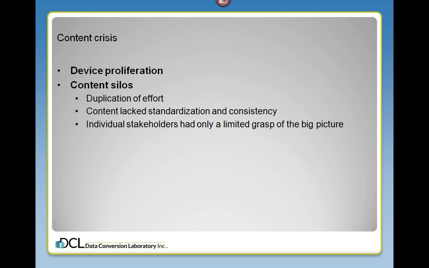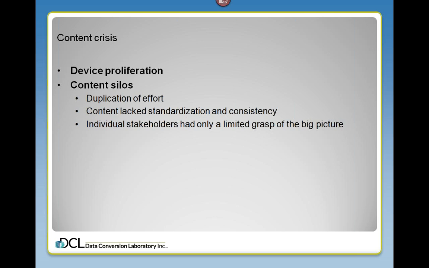Okay. The other problem was content silos. The technical documentation team had one silo, one thing of content. The technical support was another. Those were the two main silos. And then, of course, there was training, marketing, field service. And for that reason, the content lacked standardization and consistency. And where would a customer coming to our website, where do I get the answer? Is it in the technical documentation or the technical support stuff?